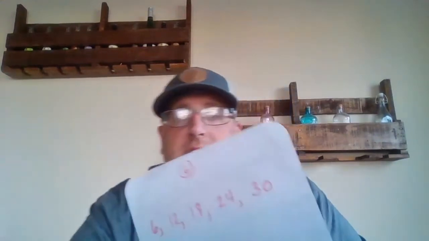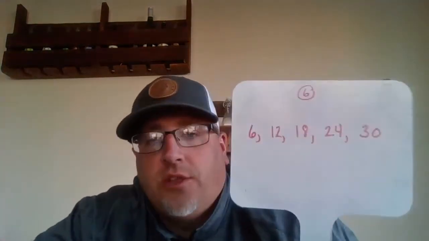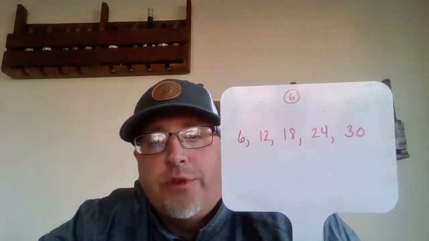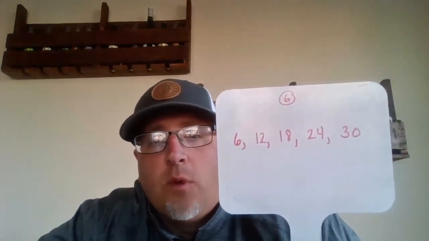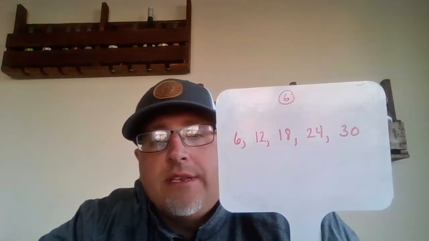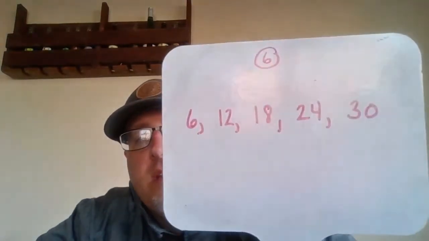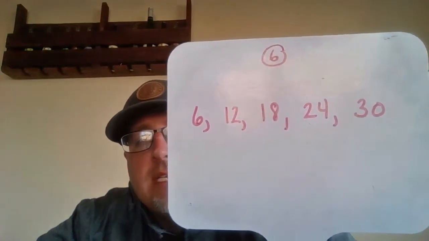And our last one is we're going to skip count by 6 to 30. 6, 12, 18, 24, 30, and back, 30, 24, 18, 12, and 6. Again, 6, 12, 18, 24, and 30, and back, 30, 24, 18, 12, and 6. All right, so our warm-up was kind of easy there. We skip counted by 3, 4, and 6.